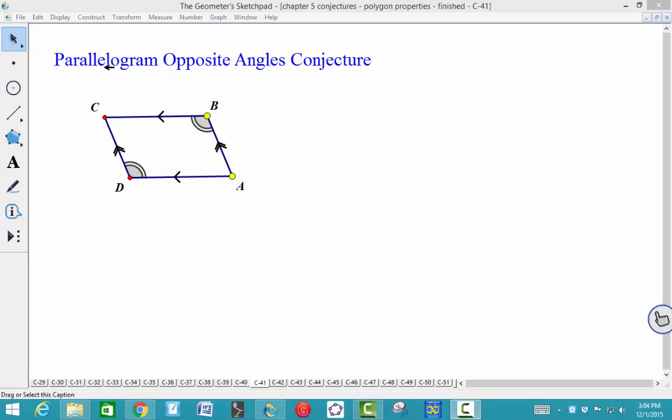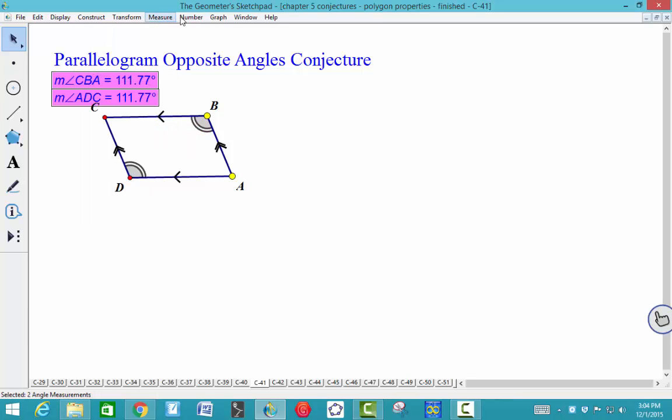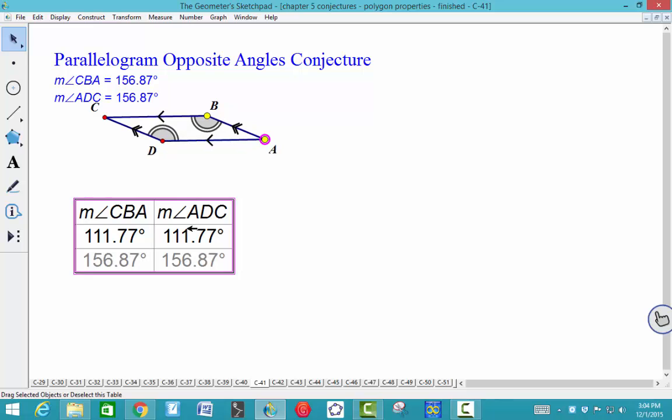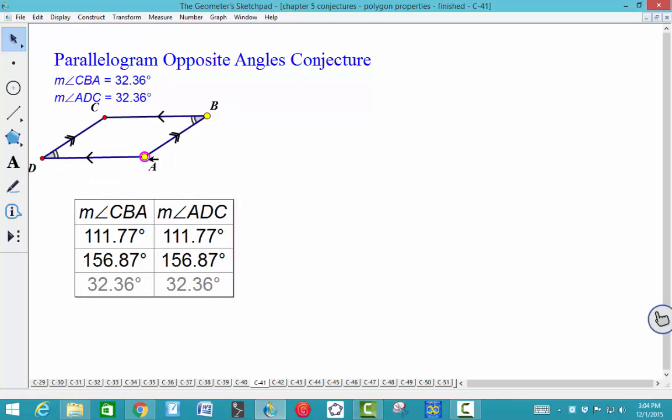Okay, we have conjecture number 41, the parallelogram opposite angles conjecture. What this states is that the opposite angles of a parallelogram are congruent. So I'm going to go to measure angles, and then I'll go to number tabulate, and I'll make a little table here showing that no matter how this moves, the opposite angles are always congruent.